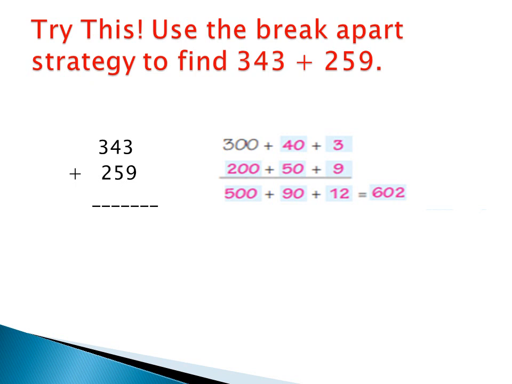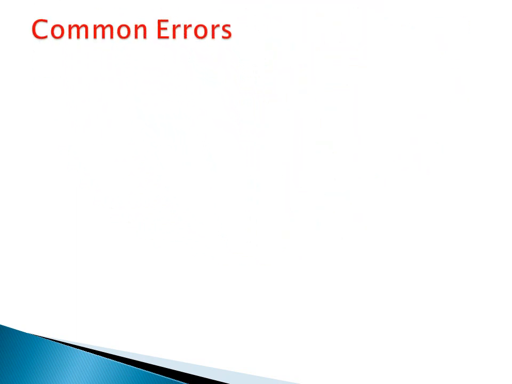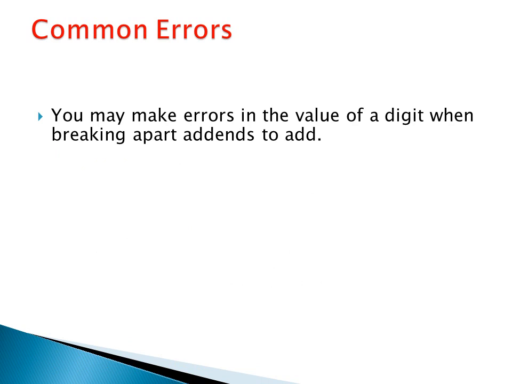3 plus 9 equal 12. 40 plus 50 equal 90. 300 plus 200 equal 500. 500 plus 90 plus 12 equals 602. Excellent, great job. Now let's talk about the common errors you may make. You may make errors in the value of a digit when breaking apart addends to add.